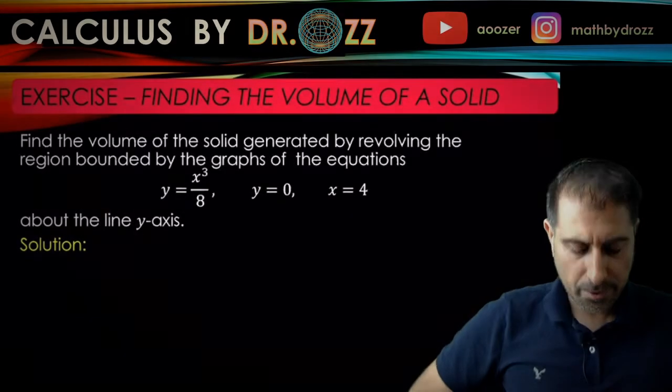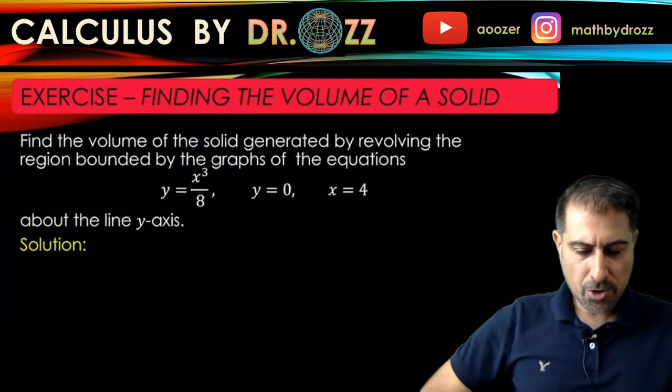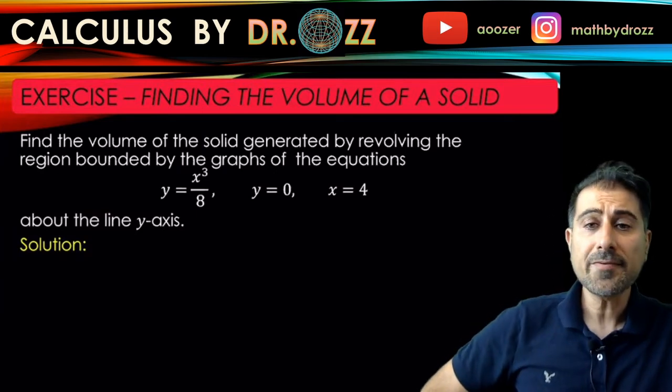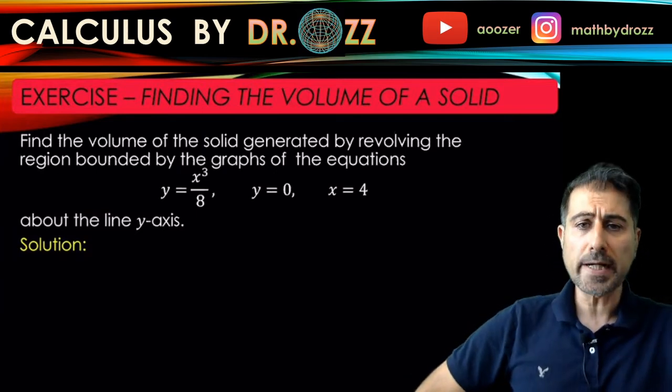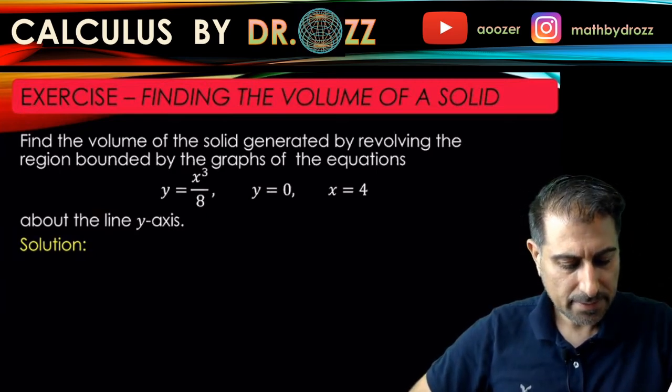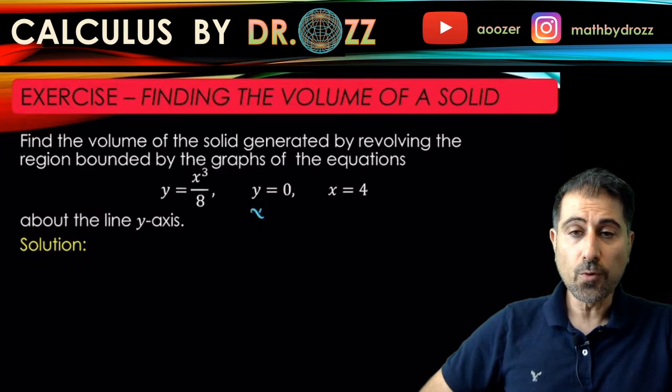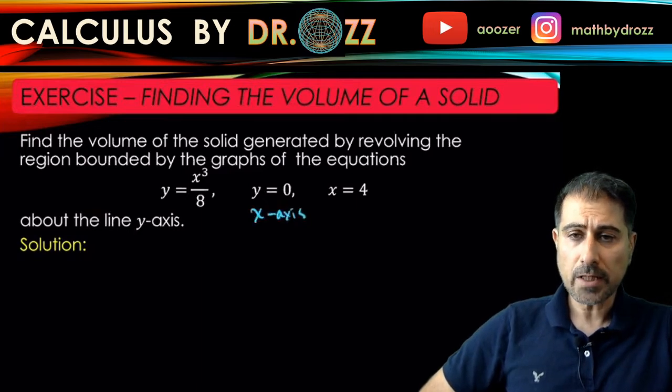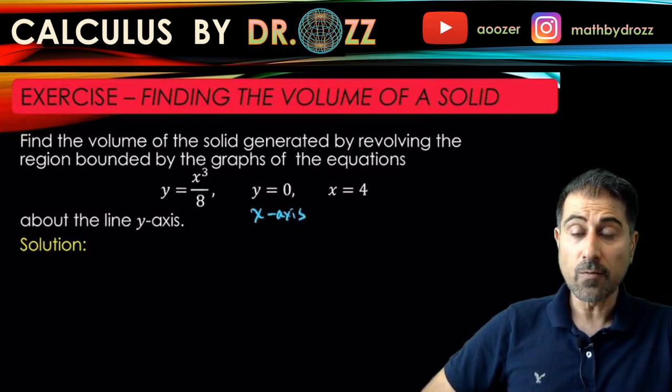All right, let's take care of this problem. We have the region bounded by three graphs. One is y equals x cubed over 8. The other one is y equals 0, which is the x-axis. And x equals 4, a vertical line. This time we're going to revolve the region about the y-axis.